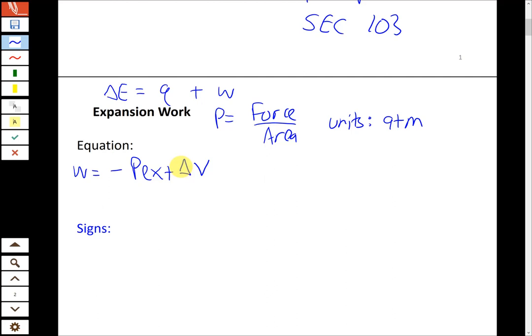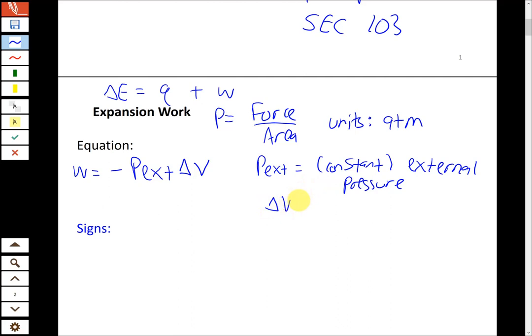Now, most often, let's define the terms here real quickly. So again, P external, P-E-X-T, is a constant external pressure. So we can only use this equation when the external pressure is constant, and that's the only situation we'll actually talk about in this class anyway. But it does require that the external pressure be constant and not changing. And then delta V, as we said, is change in volume. And as we already talked about last time, delta always means final minus initial, so it's the final volume of the gas minus the volume that it started at, the initial volume. So those are the only two terms you need to calculate expansion work.